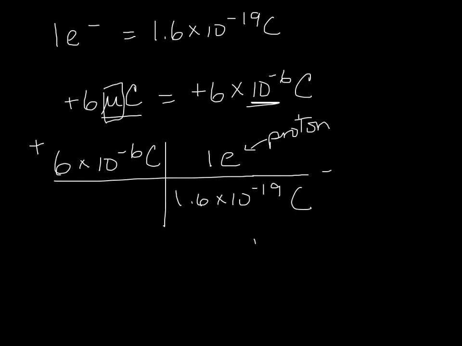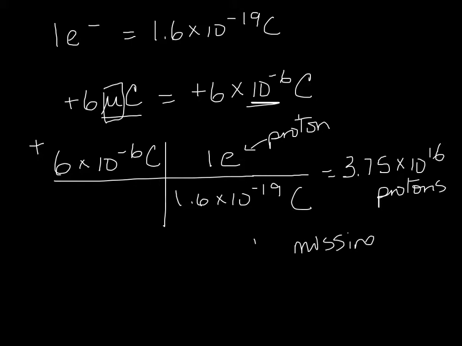This comes out to 3.75 times 10 to the 16, and since it's positive, this is going to be protons. Or it could be missing electrons. So if you have a positive charge, you are either missing electrons, or we're just talking about how many protons you have.